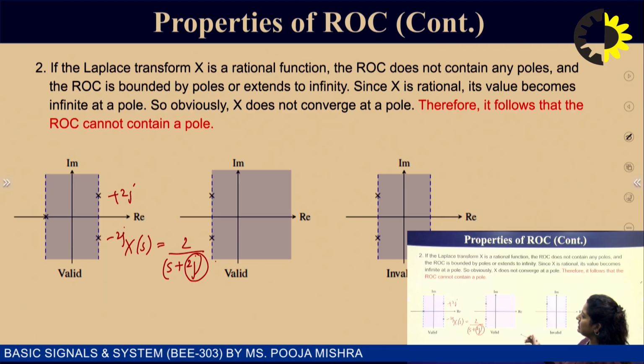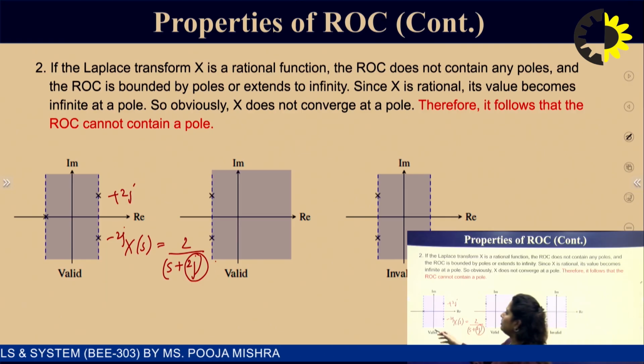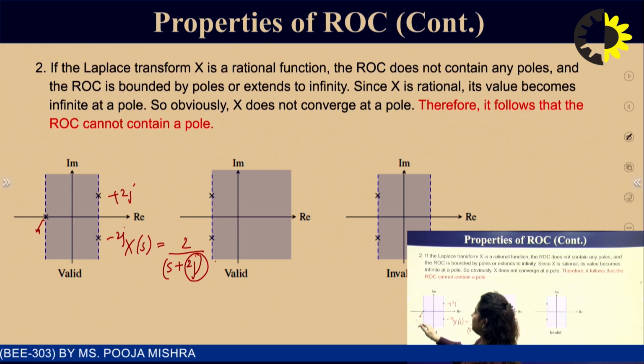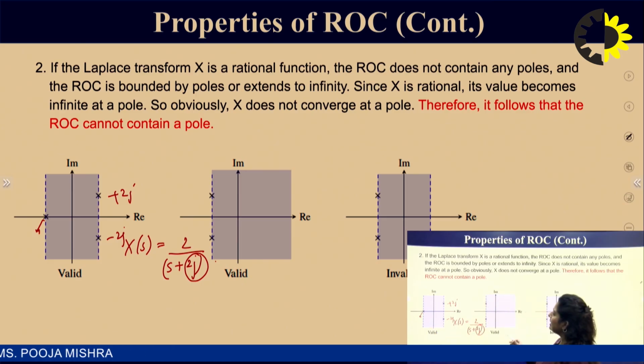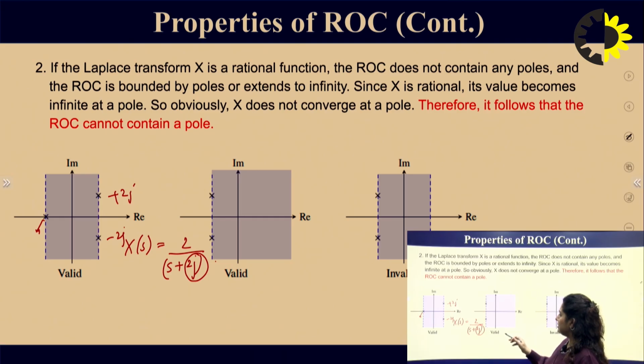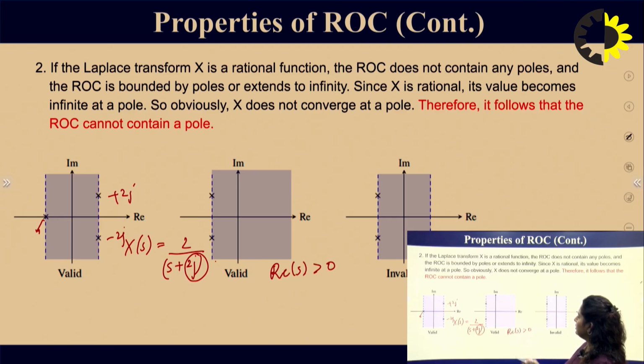In the first case it is valid because there is one pole existing on the real axis. In the second case both the poles are on the imaginary axis. That's why it is not valid, or we have to write it as real of s greater than 0 in this case.